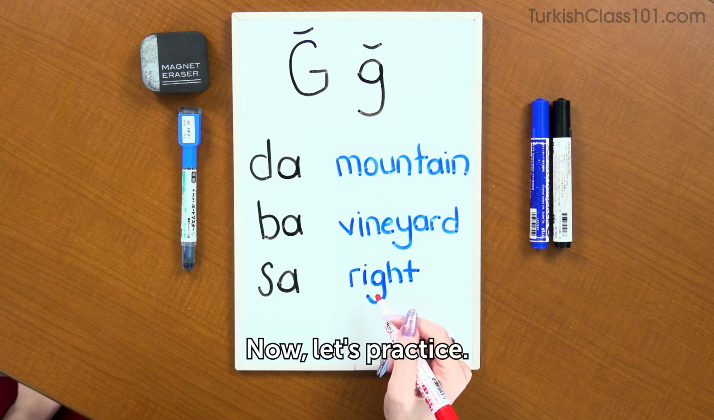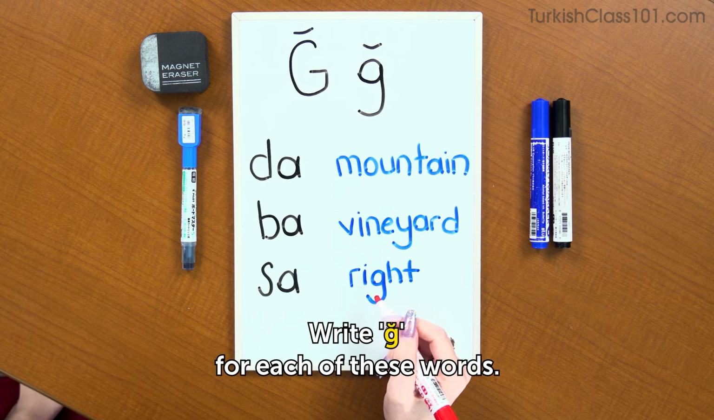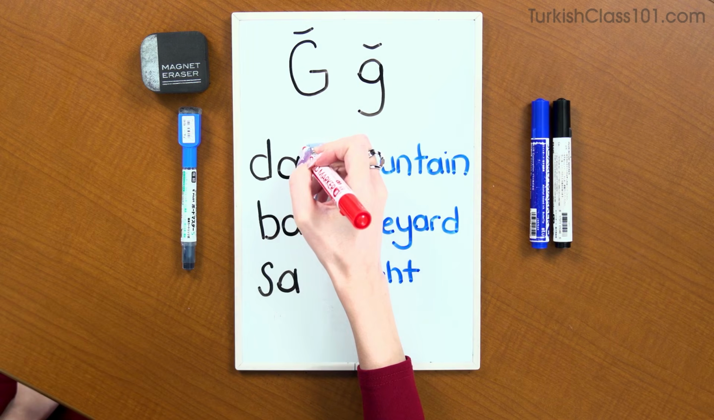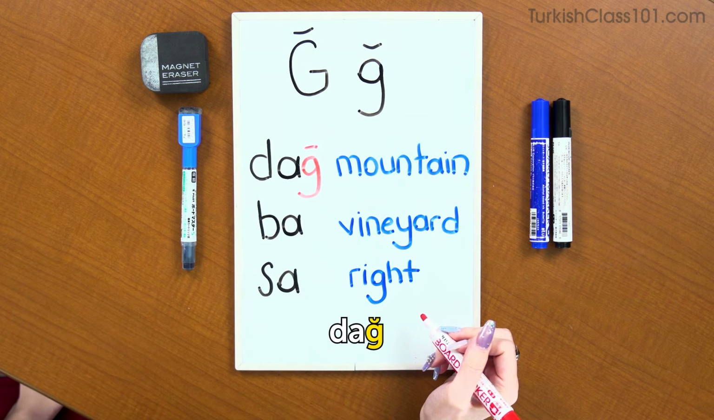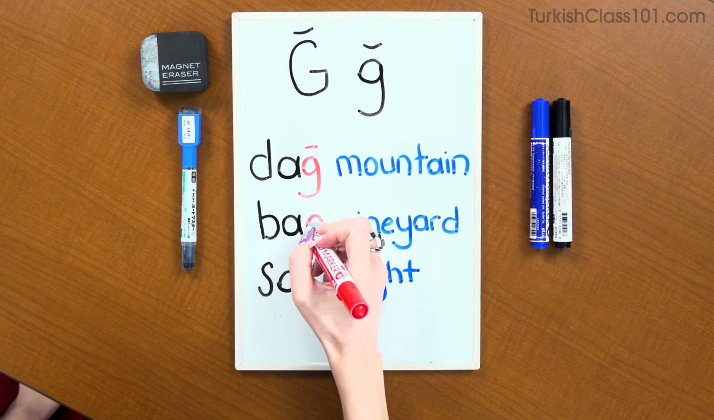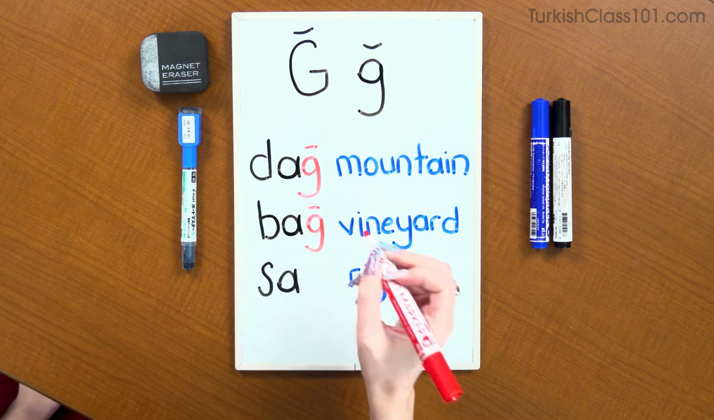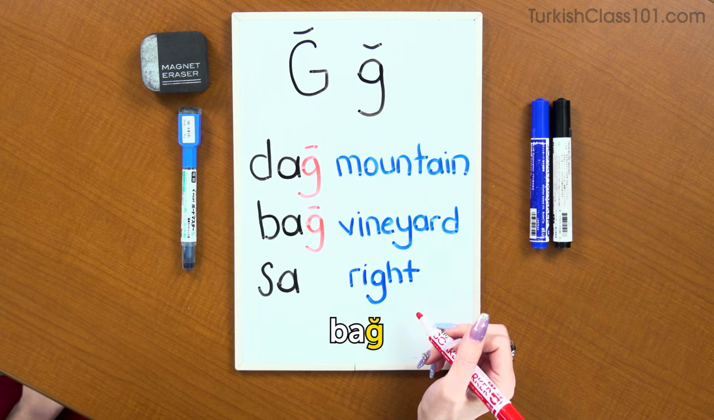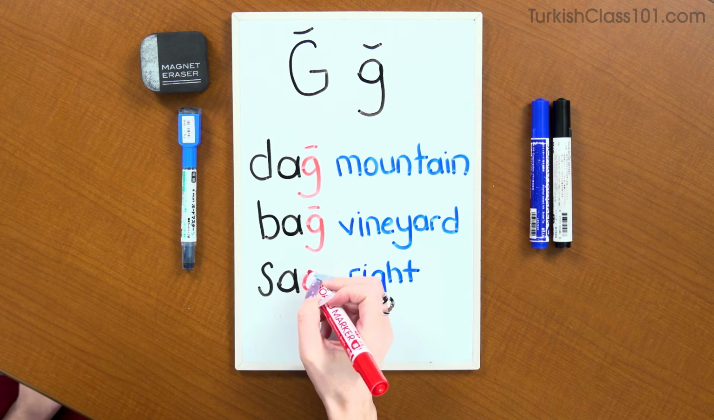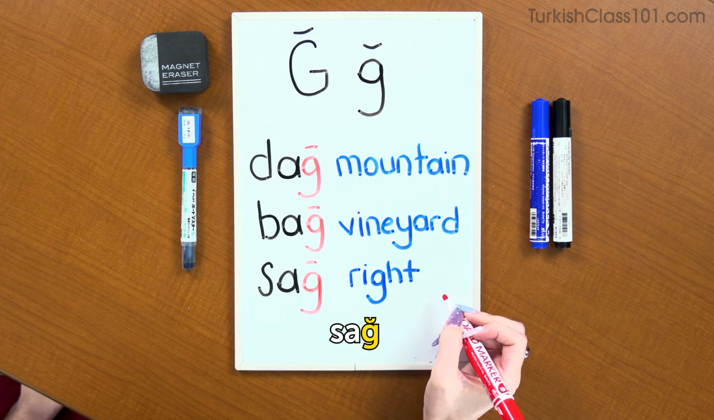Now let's practice. Write yumuşak G for each of these words. Dağ. Mountain. Bağ. Vineyard. Sağ. Right.